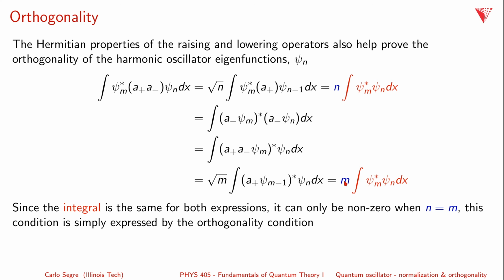So we can express this orthogonality condition. This means that all the psi n's are orthogonal to each other. And we can write this down as the integral of psi m star psi n dx is equal to the Kronecker delta of n m.